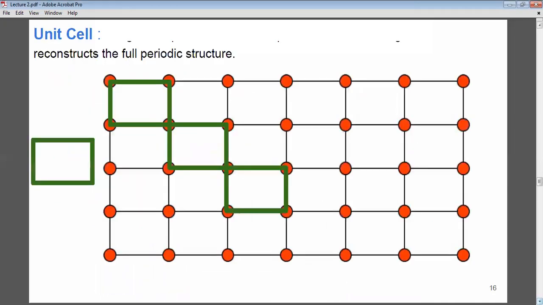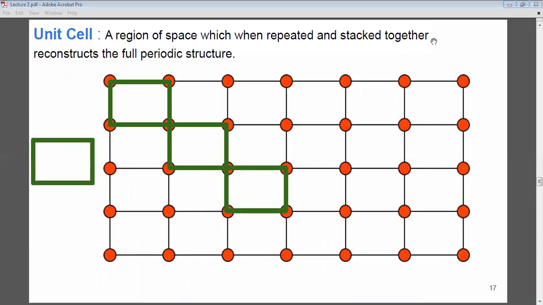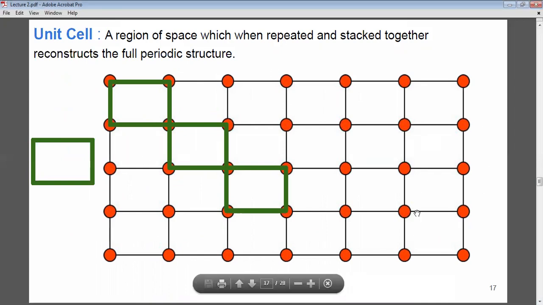A new definition now, a unit cell. A unit cell is a region of space which, when repeated and stacked together, reconstructs the full periodic structure. So let's look at this periodic structure over here.